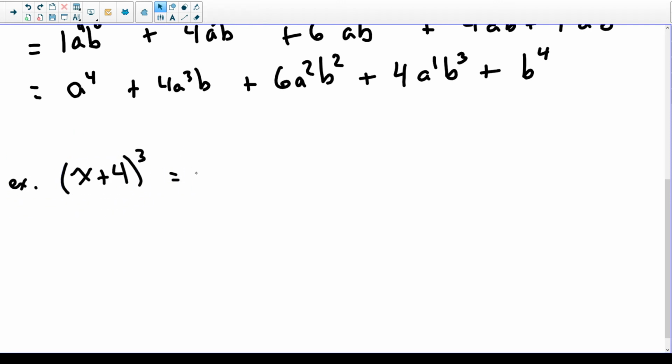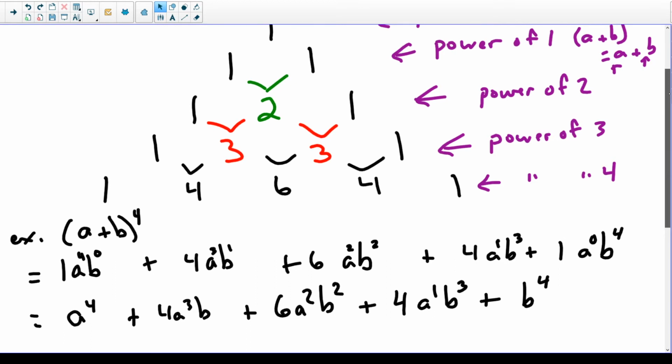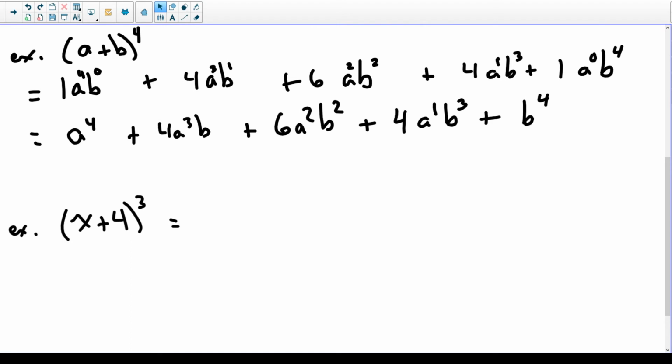This is more like a polynomial because you've got an x and a 4 instead of an a and a b. Okay, we're going to do the power of 3 version. So let's look at the power of 3 row. The power of 3 row is 1, 3, 3, 1.